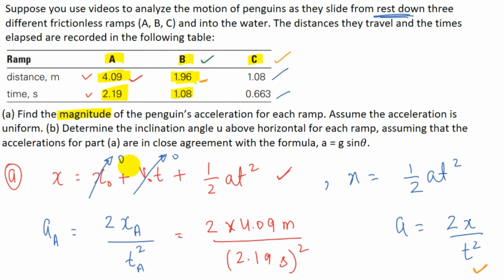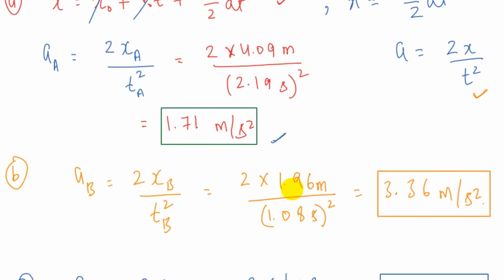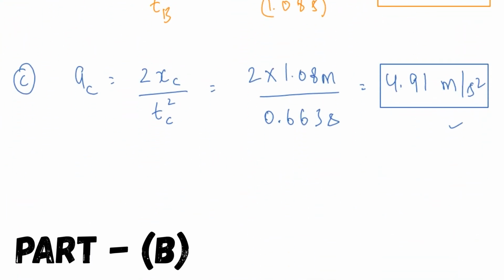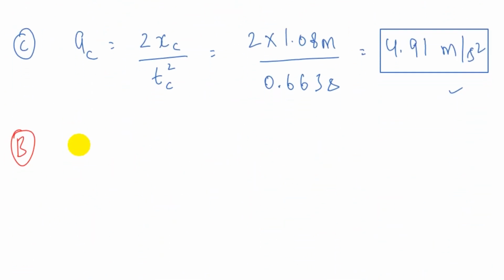Okay, now next in the B part, we have to determine the angle of inclination, this is theta here, above the horizontal for each ramp, assuming that the accelerations from part A are in close agreement with the formula a is equal to g sine theta. This formula will be derived in later chapters, but for now you can assume that in this kind of situation acceleration is given by this formula. Now what we have to find is this angle theta for ramps A, B and C.